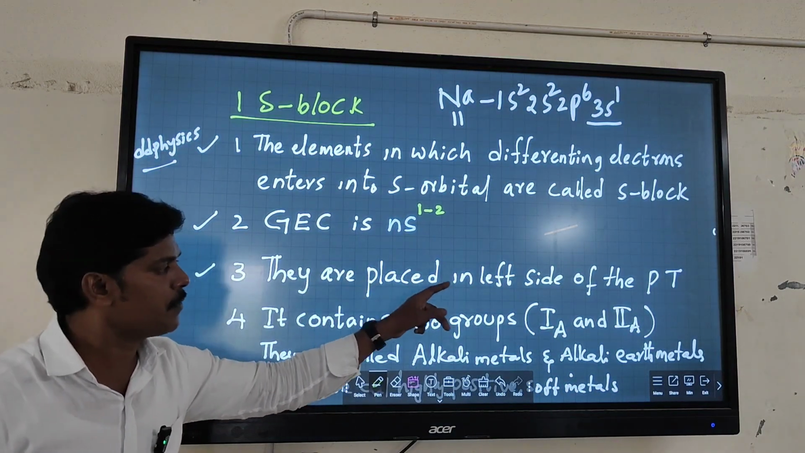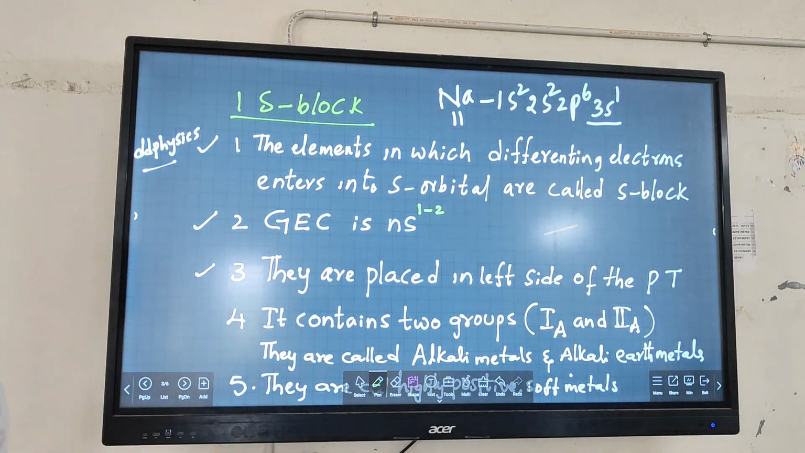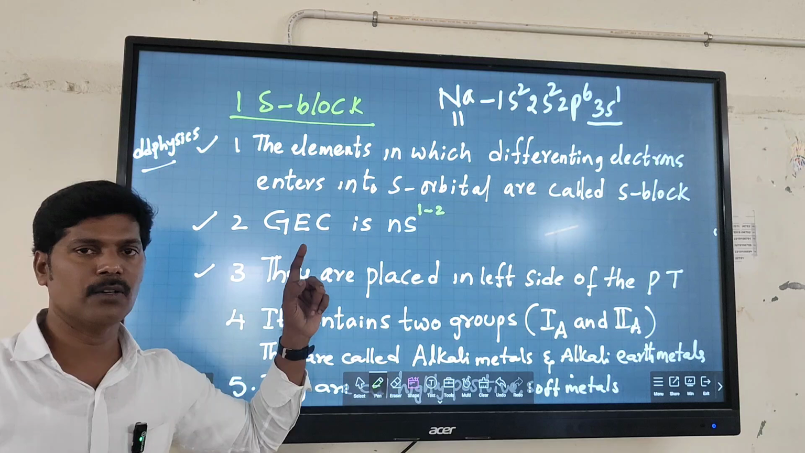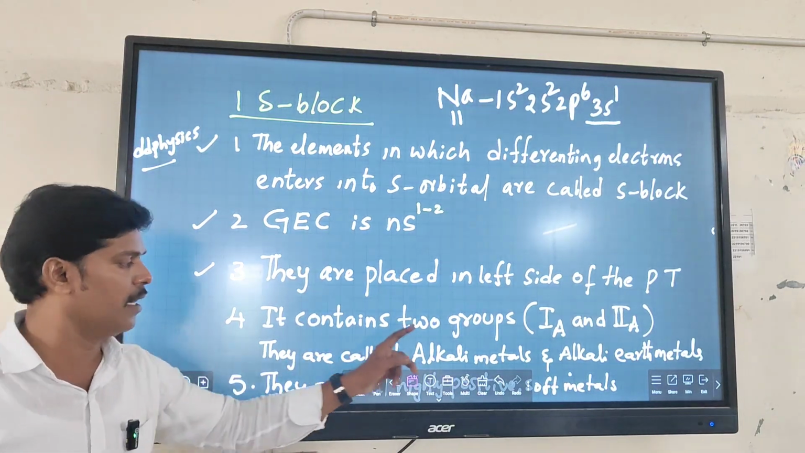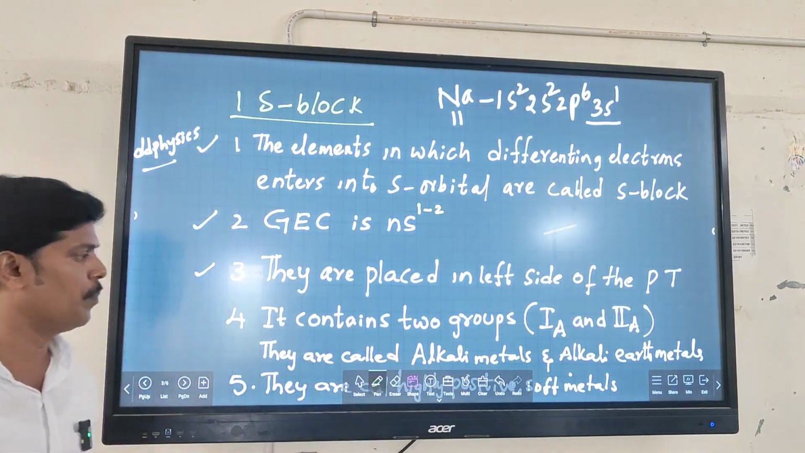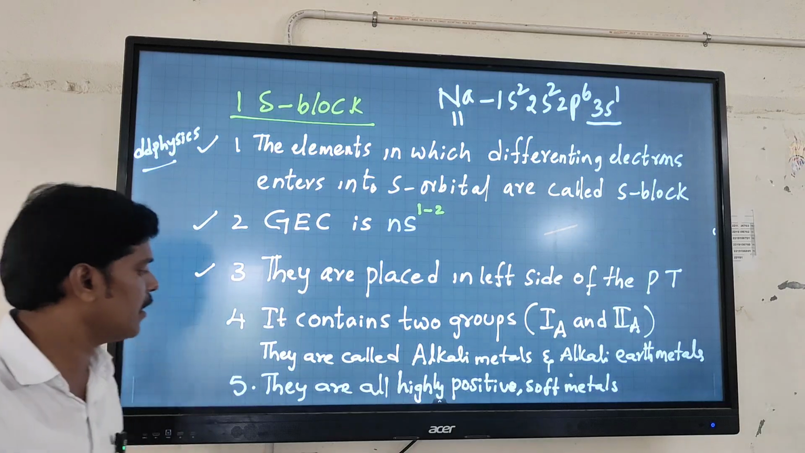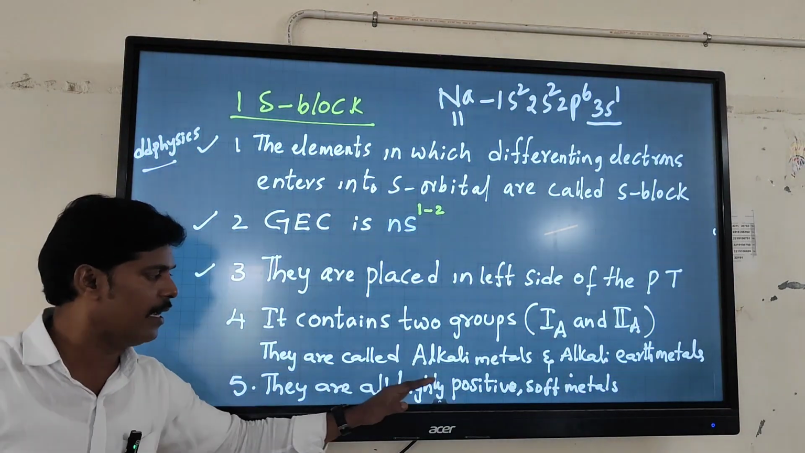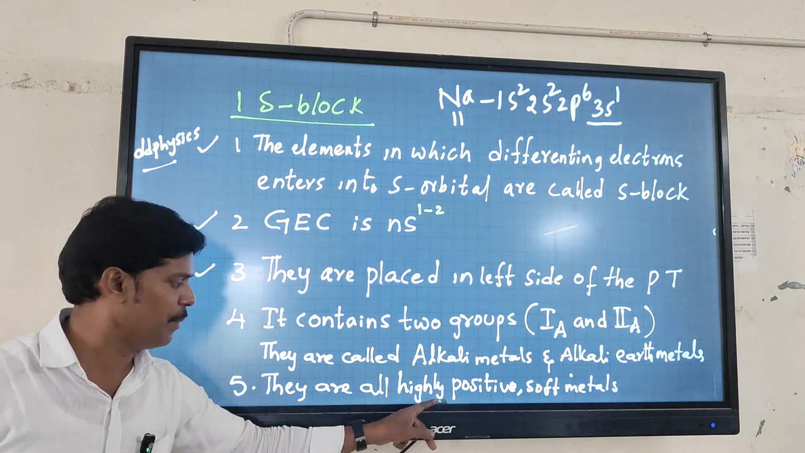Next, third point, they are placed on the left side of the periodic table. And the fourth one, it contains 2 groups, 1A and 2A. The 1A group are called alkali metals and the 2A group are called alkaline earth metals. And the last point in this section, they are highly electropositive and very soft metals.